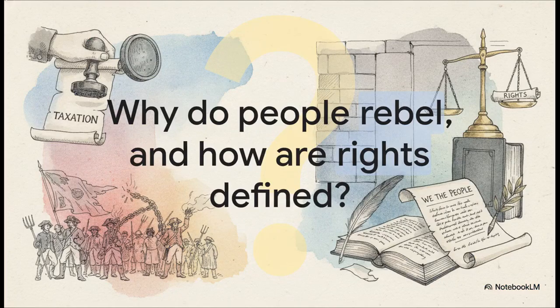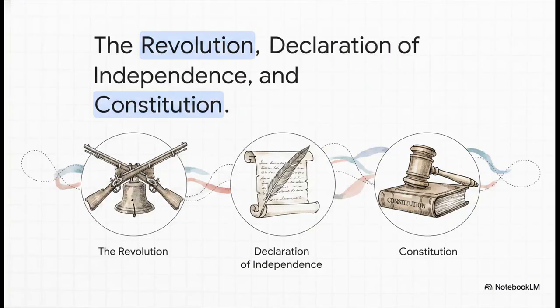So why do people rebel, and how do societies define rights after a revolution? I mean, think about that for a second. It's one thing to get fired up and angry about taxation, but it's an entirely different challenge to analyze the civic significance of sitting down and writing the rules for a brand new society. That messy transition from rebellion to governance basically gave us the bedrock of the country: the American Revolution, the Declaration of Independence, and the Constitution.